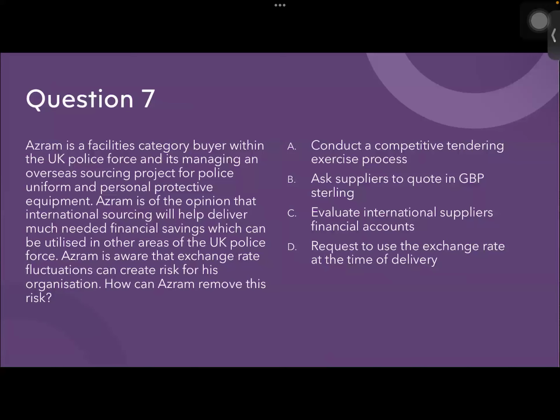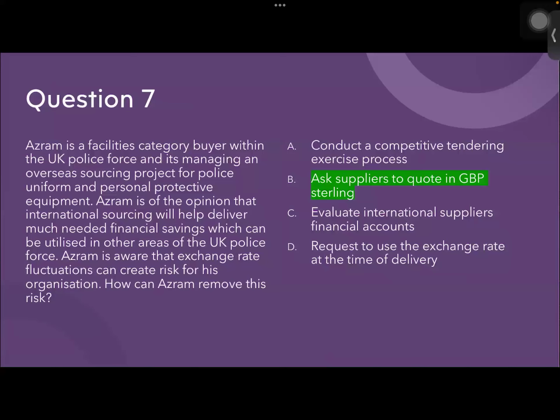Okay, so for this question, in my opinion, the answer should be B, to ask the supplier to quote in GBP. With this question, Ashram wants to remove the risk of currency fluctuation. It does not necessarily mean he is looking for the best solution, but he just wants to eliminate the risk. So to eliminate the risk, essentially transferring the risk to the supplier, he can ask the supplier to quote in GBP.